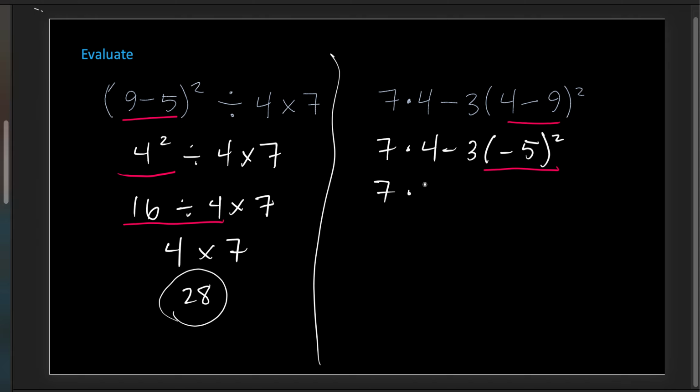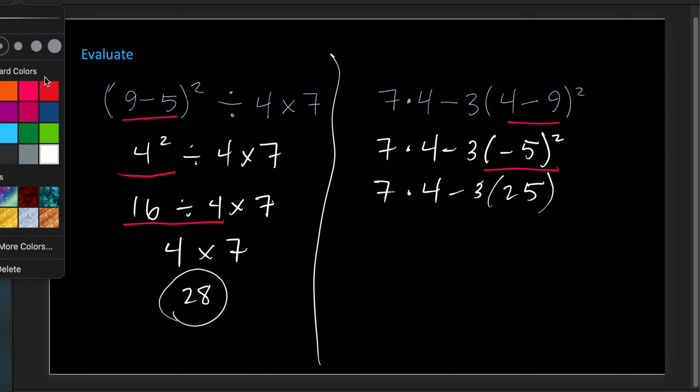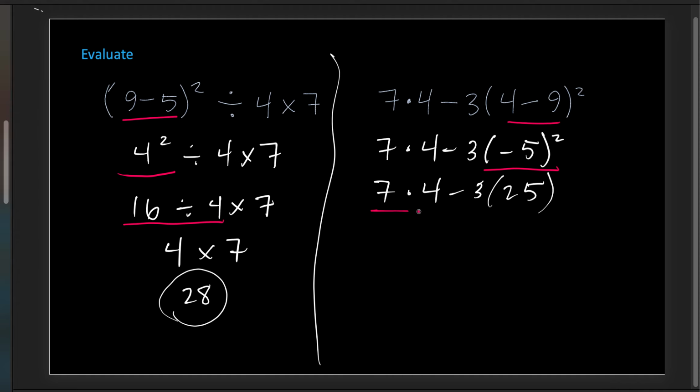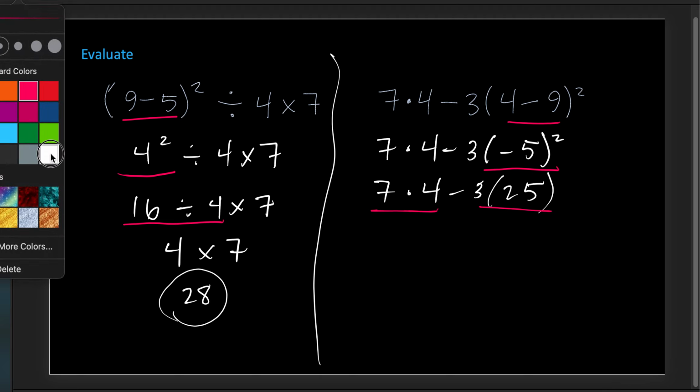So I'm going to write down the rest of the problem. And I know -5 squared is -5 times -5, which is positive 25. And that's being multiplied by this 3 here, because it's sitting next to it. So we have multiplication, subtraction, and multiplication. So multiplication needs to go first. And there's 2 of those there.